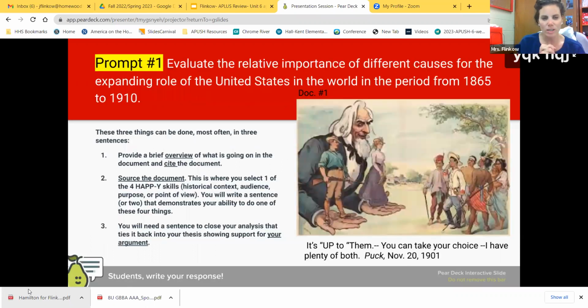Okay, I want to let us look at this one. We got 3 minutes, so we're going to close out with this particular question. Evaluate, here's our prompt. Evaluate the relative importance of different causes for the expanding role of the United States in the world from 1865 to 1910. All right, so use this image. Make sure you pay attention to your source, and then see if you can come up with the HAPPY for this document. So we want to cite what's happening in the document, source it, and then tie it in our last sentence. So give me 3 sentences and then we'll be done. Okay.